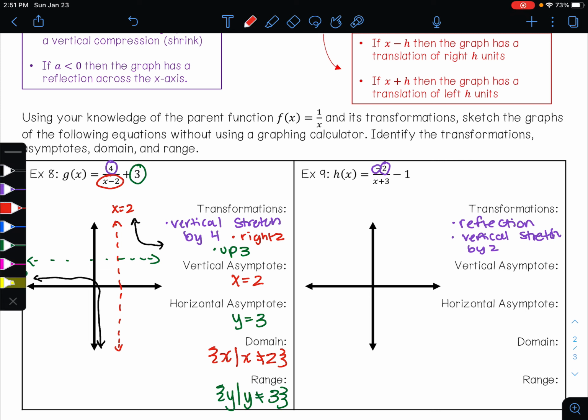Then I see that I have x plus 3 in my denominator, which tells me that I'm going to the left 3 units. If I go left 3 units, that is going to have an effect on my vertical asymptote. That means that my vertical asymptote is going to be at x equals negative 3. And so my domain will be all values of x such that x cannot equal negative 3.